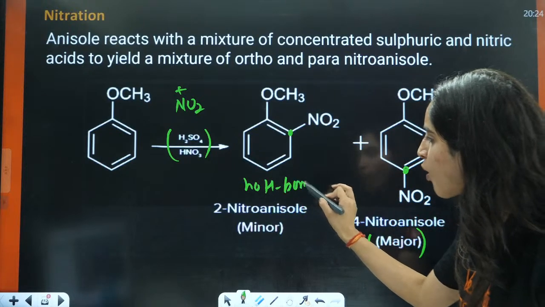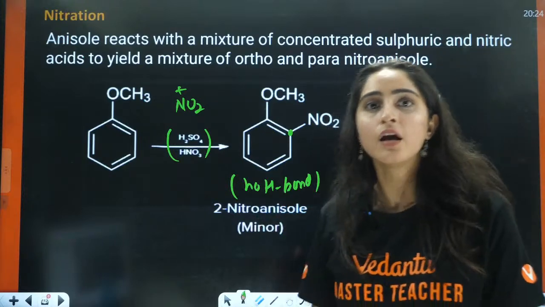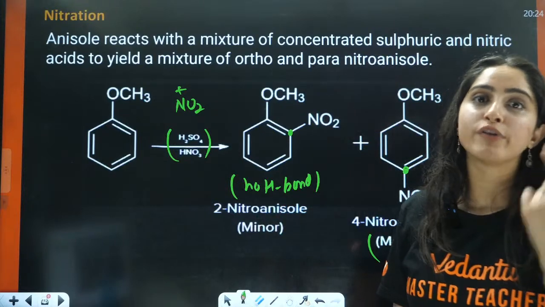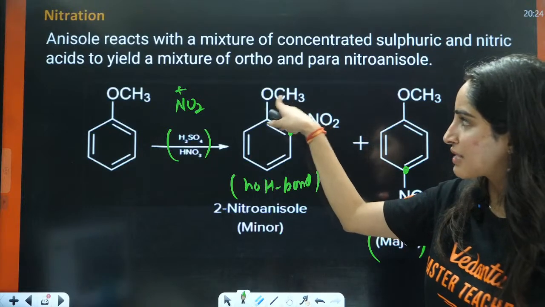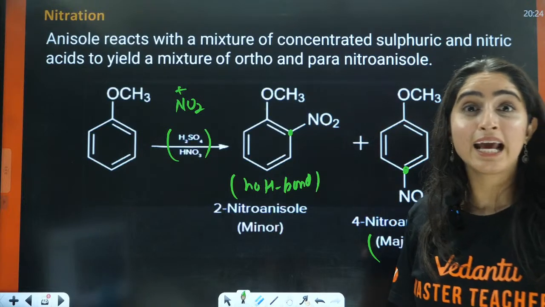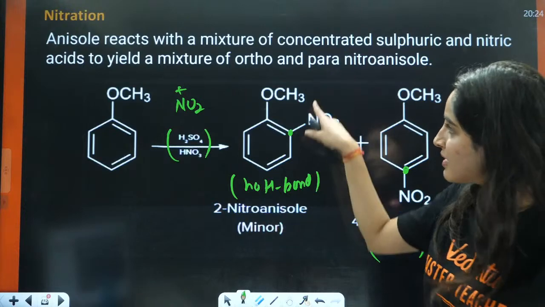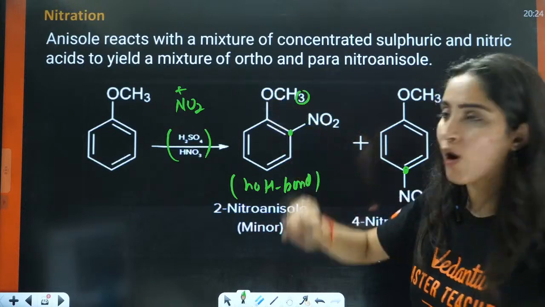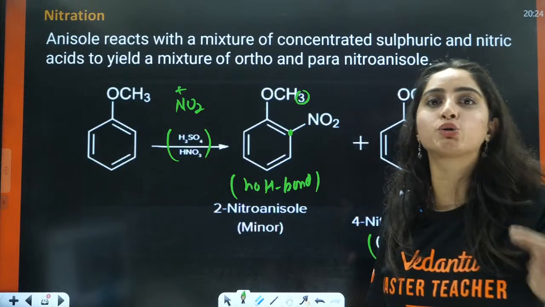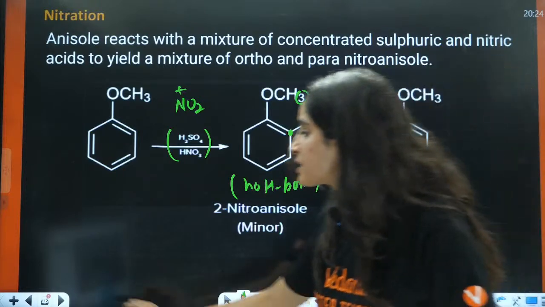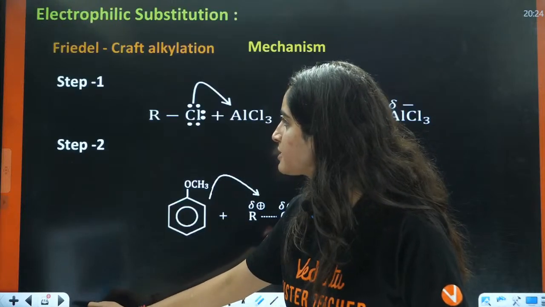Hydrogen bonding is present in ortho-nitrophenol, not anisole. Here there is no hydrogen which is connected to the electronegative atom directly. This hydrogen is not connected to oxygen here. The hydrogen of the hydrogen bonding should also be connected to the electronegative element. Right?